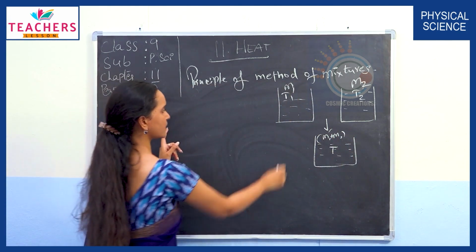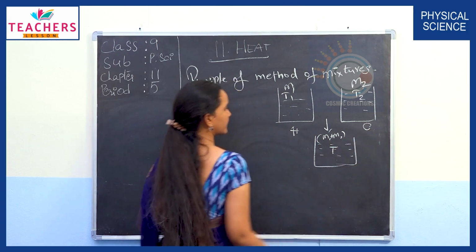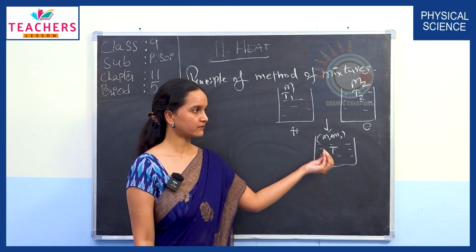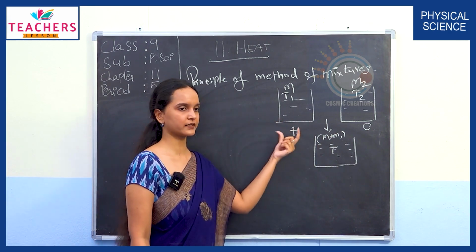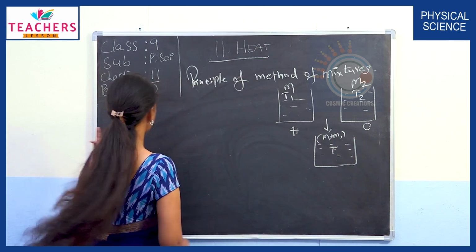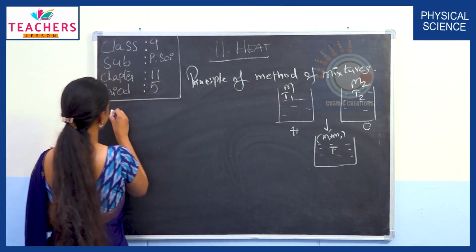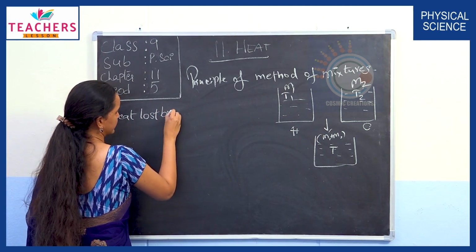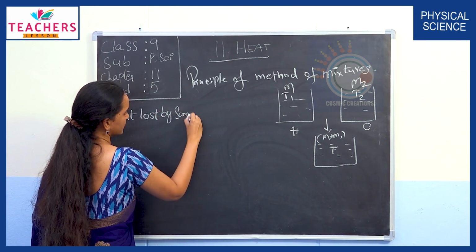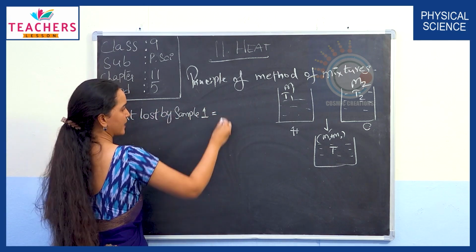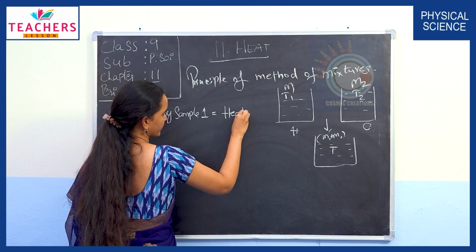So this is the hotter one and this is the colder one. Now, when we mix these two, the heat lost by the hotter sample is transferred to the colder sample, correct? That means, can I say heat lost by sample 1 is equal to heat gained by sample 2? Yes or no?